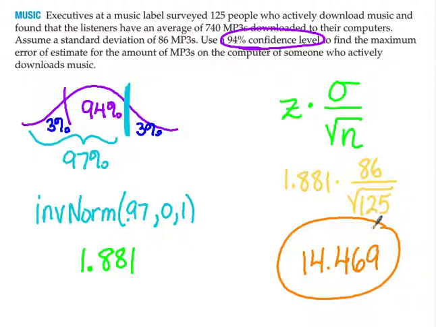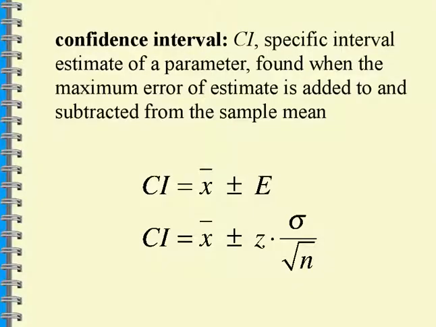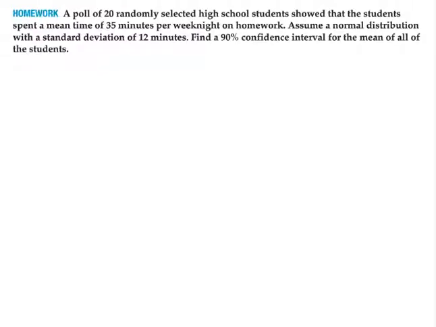Okay, we've got to add one little more piece to the puzzle, and that's a confidence interval. Basically, a confidence interval is a specific interval estimate of a parameter. It's found when the maximum error of estimate, which we just got done finding, is added to and subtracted from the sample mean. So basically, all we're doing is finding what we found, and then placing it within the mean. We're going to add and subtract it from the mean, and we call that a confidence interval.